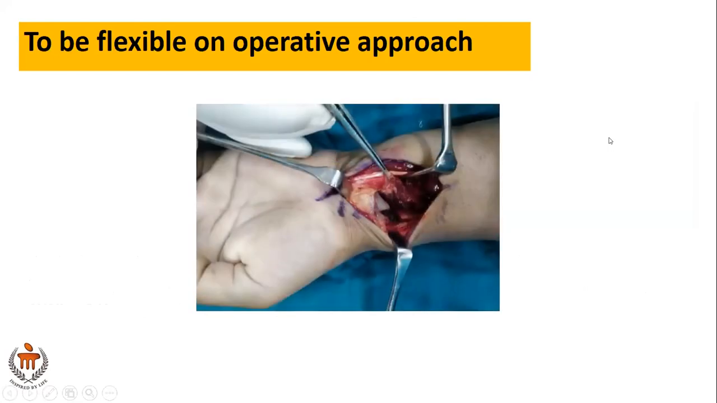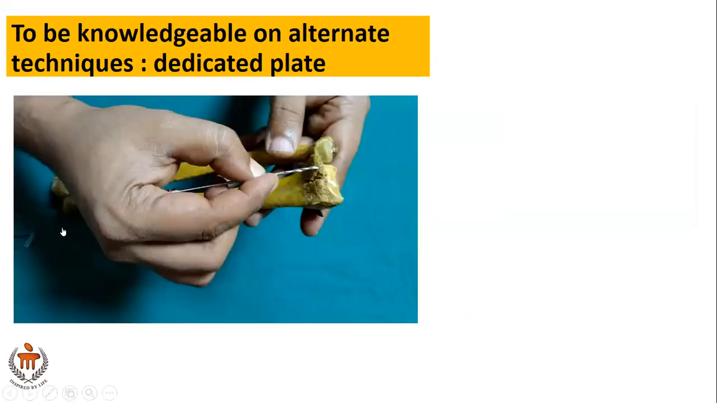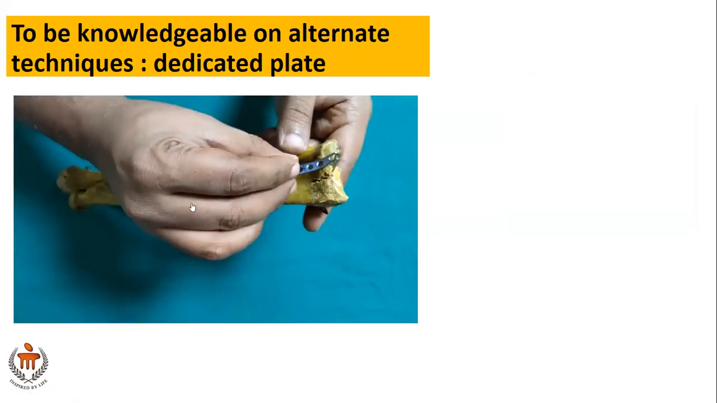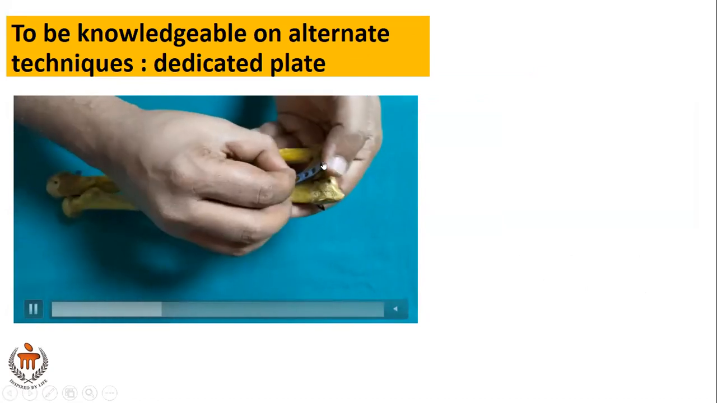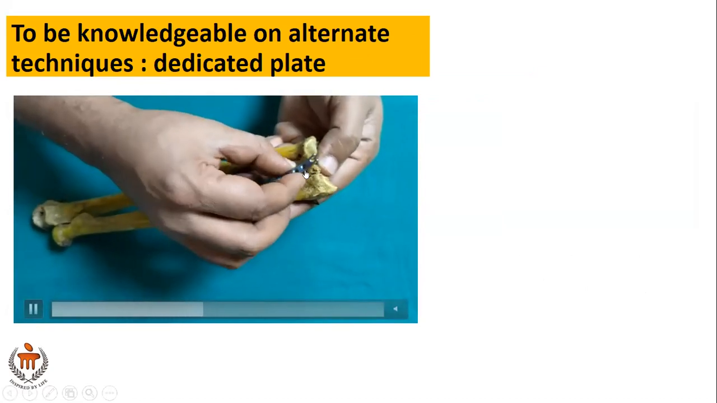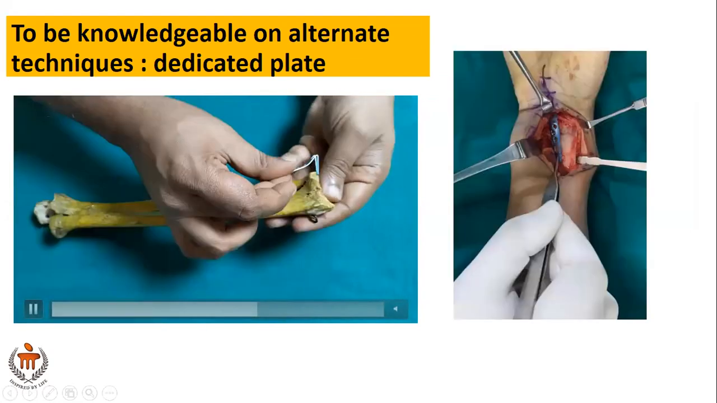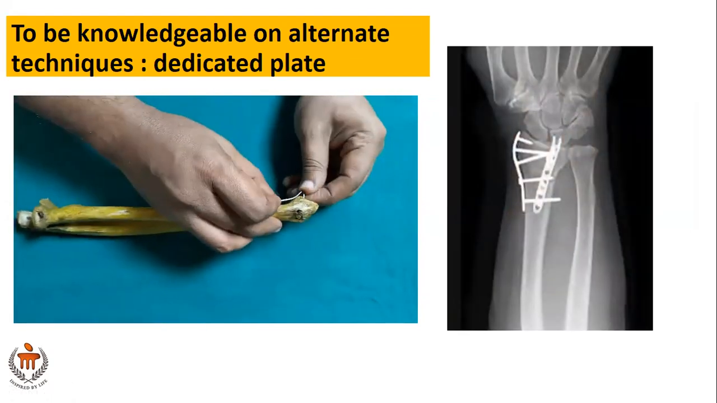You need to go through the carpal tunnel approach like this. And then if you have dedicated plates, you need to use them. So this is almost like a lunate facet kind of fracture. And these are the hook plates, dedicated plates. The tines will go through a pre-drilled hole into the surface here. And then you can have these fragments, specific kind of a fixation for these fragments.